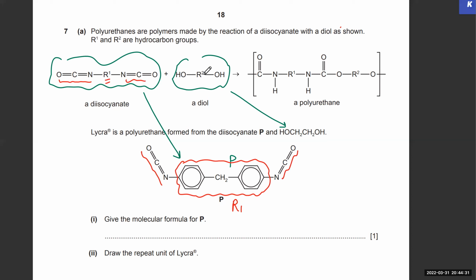So R2, what is R2? You've got OH on both sides. So R2 is probably this thing over here. So you have to now figure out what Lycra is. You figured out what R1 and R2 are. So what is Lycra? You just draw this molecule and substitute what R1 and R2 are. Is the question clear? Yes, sir.